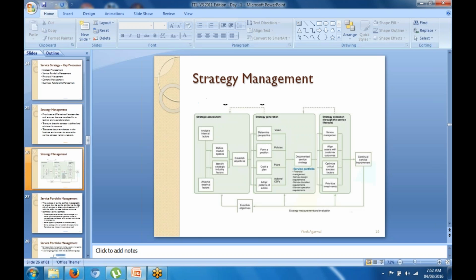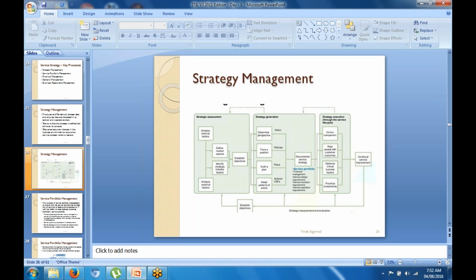If you see under strategy management, we have strategic assessment, strategy generation and finally strategy execution through the service life cycle. The first, initial left hand side, is the initial stage, where we are establishing our objectives. Say if you are opening a restaurant, implementing a plant of mineral water, or starting an offshore support center, first of all we will define our objectives, right? Then strategy generation, and then finally how we will execute our actual service.